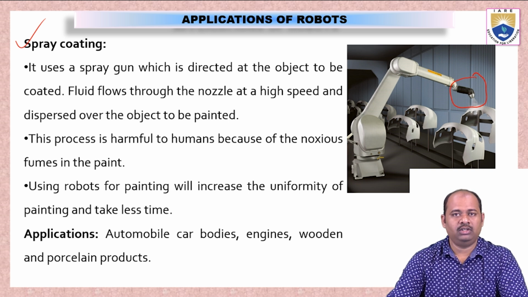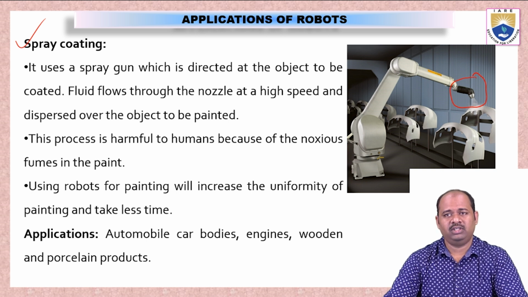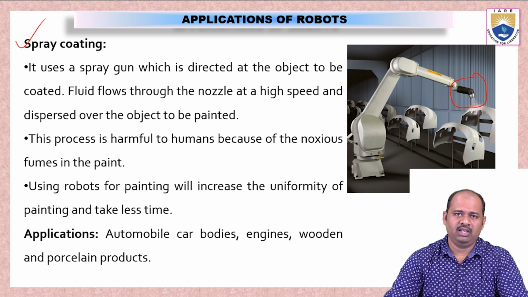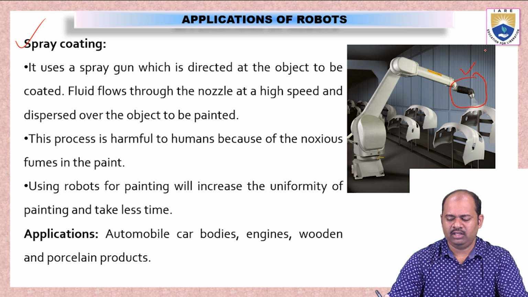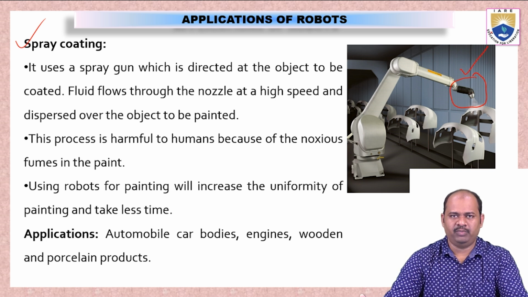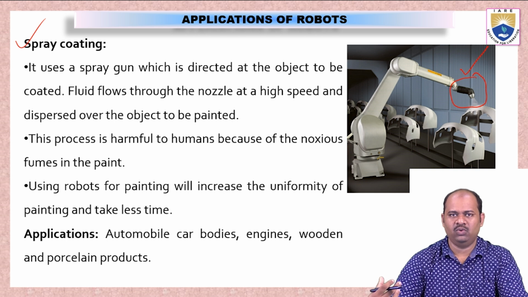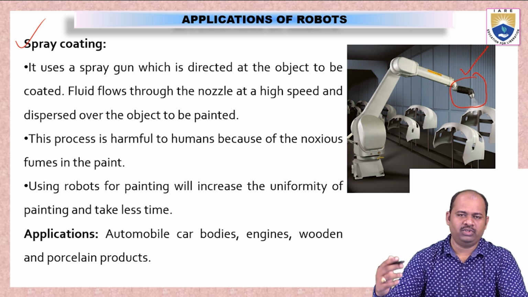So fluid flowing through the nozzle, which is coming out at a very high speed, is painted on the object. Now this process is harmful to human beings. How is this process harmful? Because the spray is painting at a very high speed, at a very dispersed level. Very small droplets of paint will be coming out of this nozzle. So when humans are working for painting the car bodies using a spray nozzle, these droplets can get into nostrils, and from there they can go into the lungs, and may cause some kind of damage to the lungs. So that is why the robots are used.